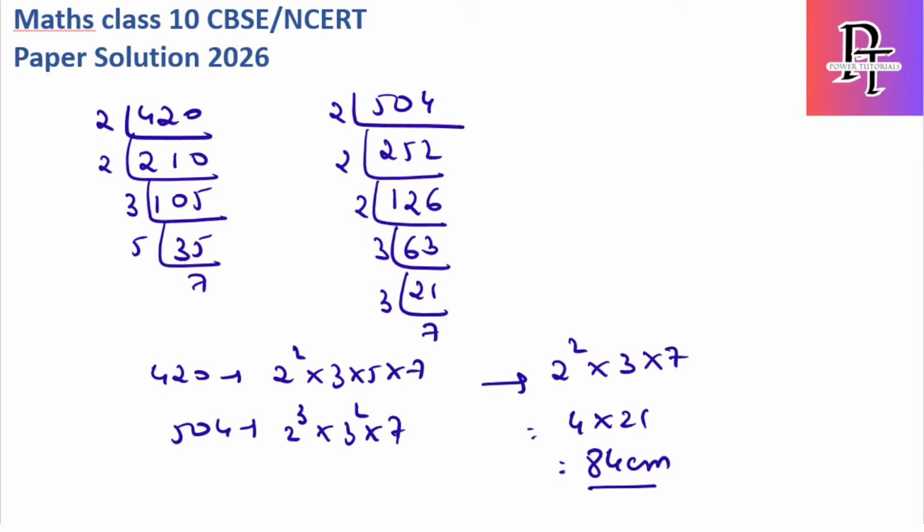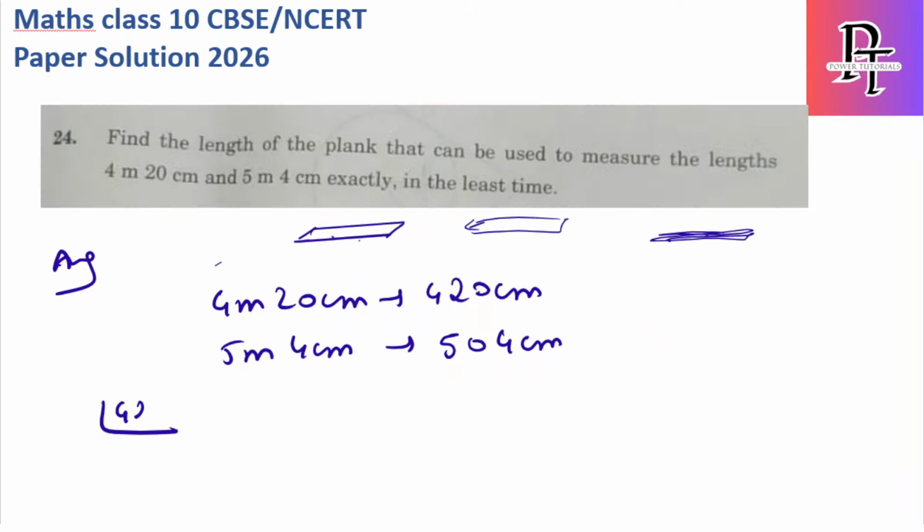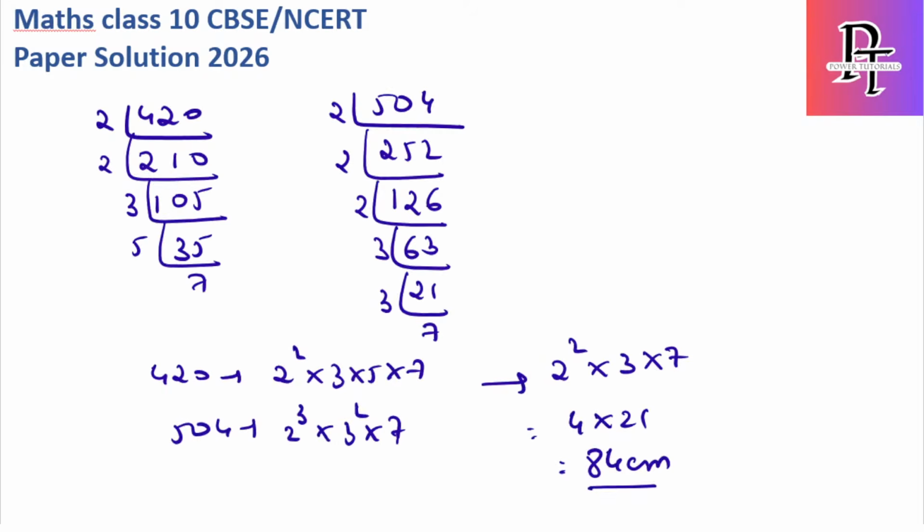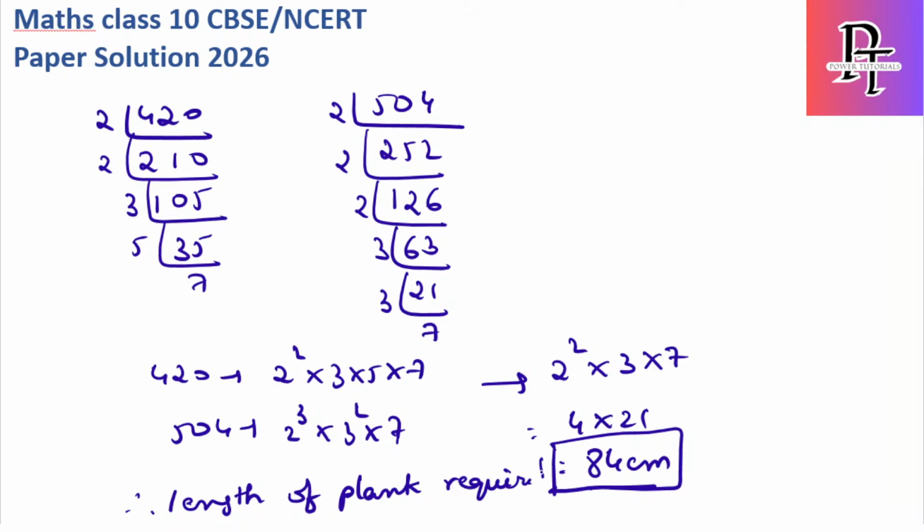So the length of plank is planks, and also write as a statement at the bottom. Therefore, length of plank required is equal to 84 centimeters. Okay, let's move to the next one.